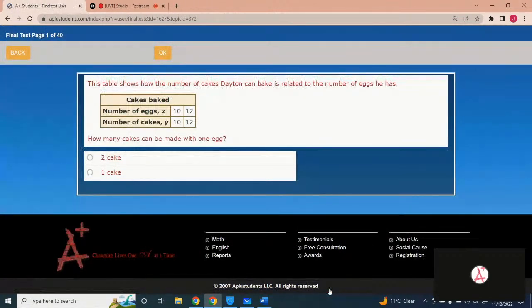Okay, this table shows how the number of cakes Dayton can bake is related to the number of eggs he has. So when x is 10, the number of cakes is y. If x is 12, the number of cakes is 12. How many cakes can be made with one egg?